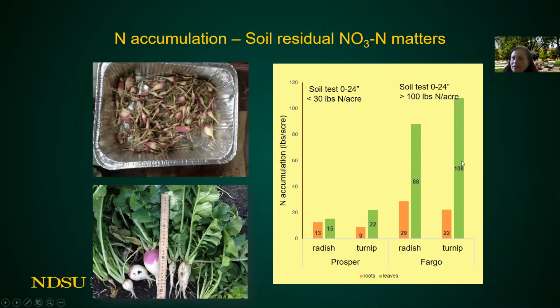Another important thing is how much residual soil nitrate is actually available in the soil when you plant the cover crop that is not a legume. Here you can see radishes and turnips planted at two different sites, the same year at the same time. One site had only 30 pounds of residual nitrogen between 0 and 24 inches in the soil, while the other location had over 100 pounds of nitrogen per acre at the same depth.